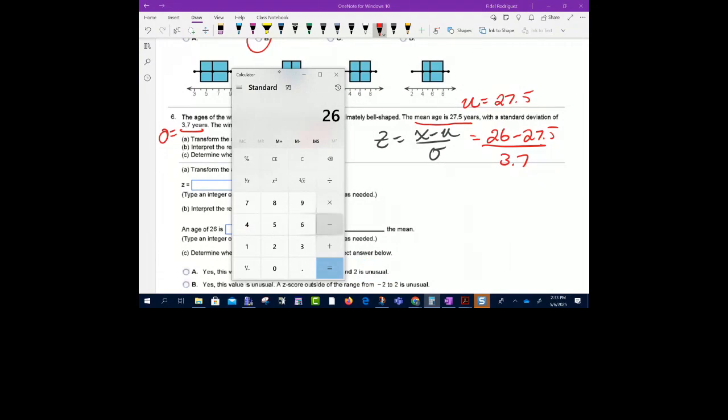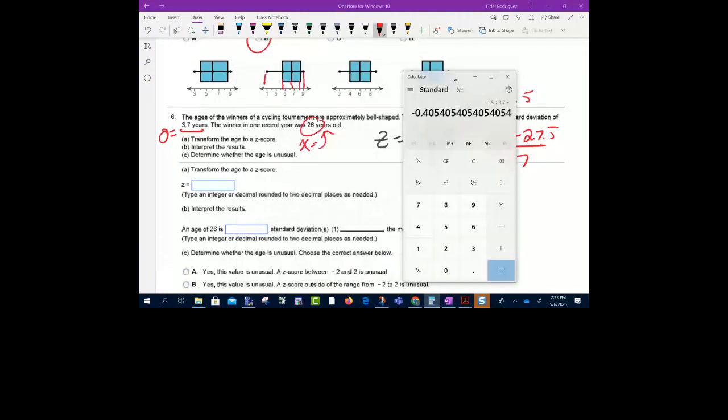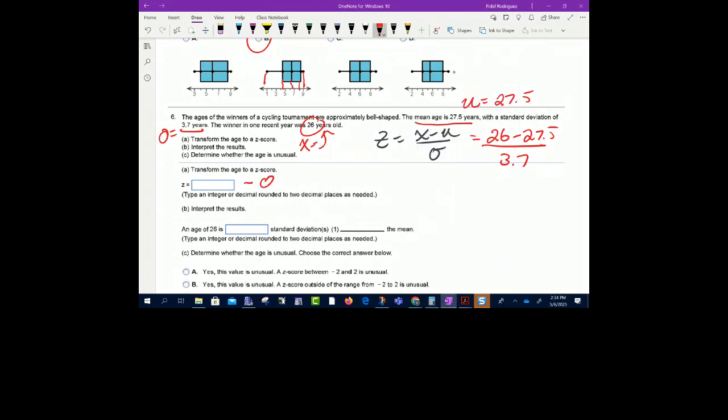So I'm going to go 26 minus 27.5, hit equals, divided by 3.7, hit equals. Okay, now they're asking me to go to 2 decimal places. What do you guys think? Negative 0.40 or 0.41? Yeah, let's go 0.41, right? So negative 0.41.